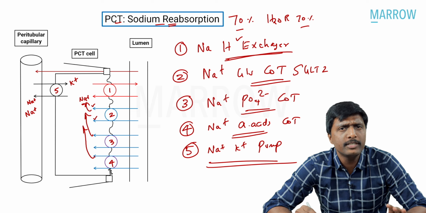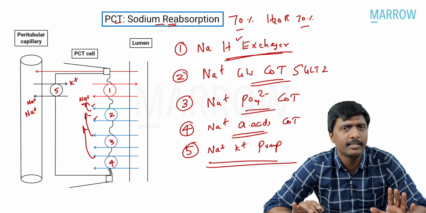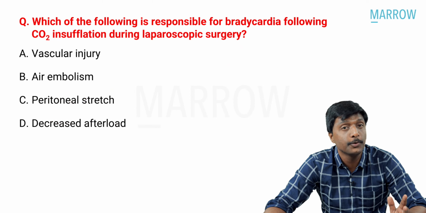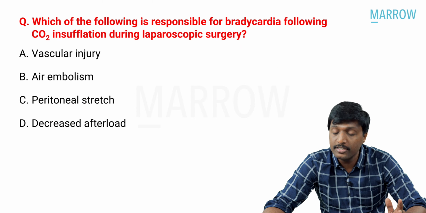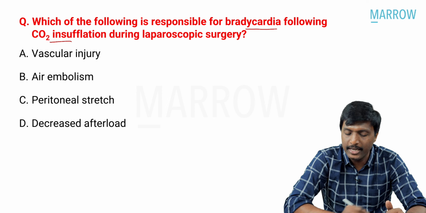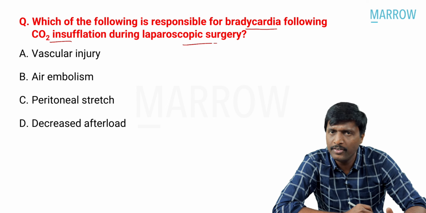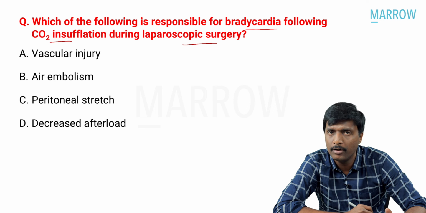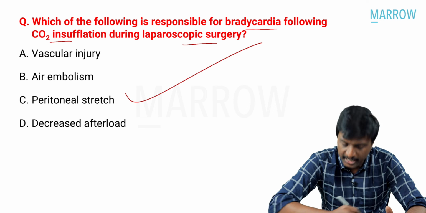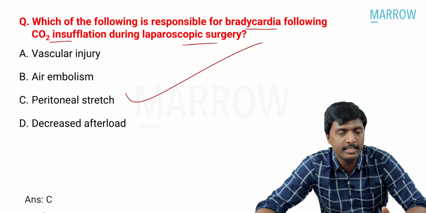Very practical question, most clinical, most practical out of all the questions asked. Very simple question also. Which of the following is responsible for bradycardia following CO2 insufflation during laparoscopic surgery? Is it because of any injury or any embolism or a peritoneal stretch or a decreased afterload? The answer is definitely peritoneal stretch, no doubt. It is C, peritoneal stretch.